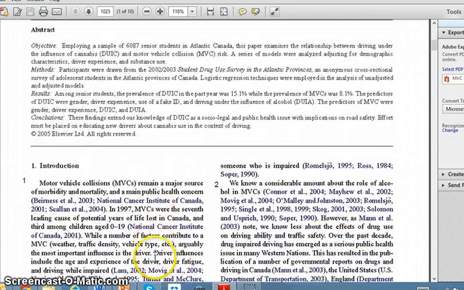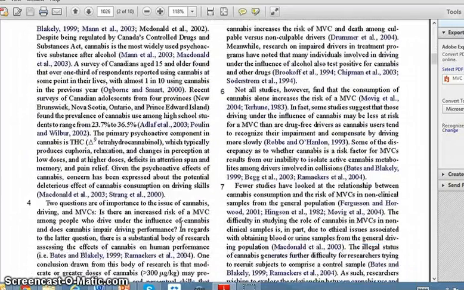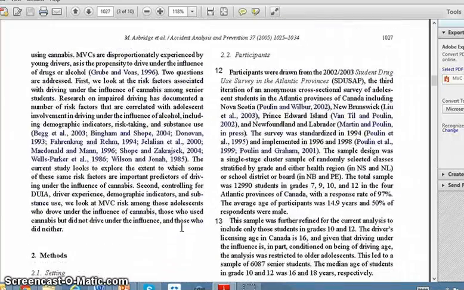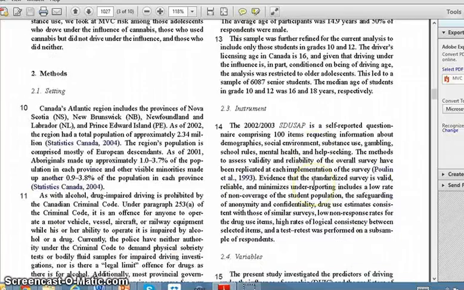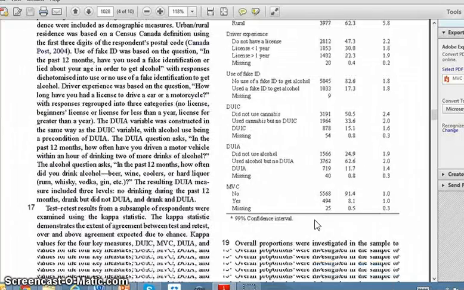So now we want to scroll down and we see we've got our introduction, and then paragraphs and paragraphs and paragraphs, and our methods, and then we see subtitles, methods 2.1 setting, 2.2 participants, and so on. And we scroll down and we see Table 1, characteristics of senior high school students in Atlantic provinces. So this is going to give us some kind of information, and it's worth taking a minute to take a quick look at it.